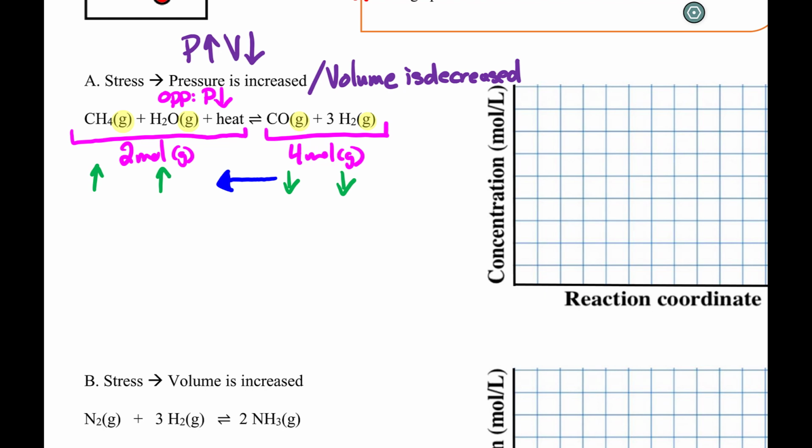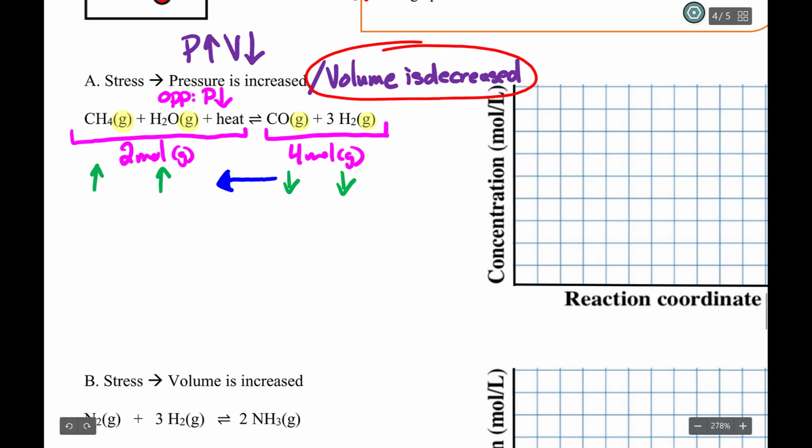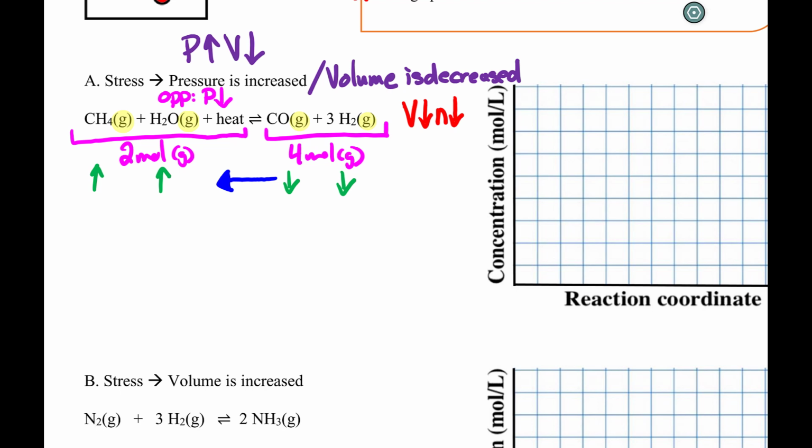I will use a red arrow later, but it's impossible in this scenario. So before I move on, I'm going to show you another way of answering it. I focus on the volume and I simply say, if the volume goes down, then the number of moles needs to go down. Less room for less moles.